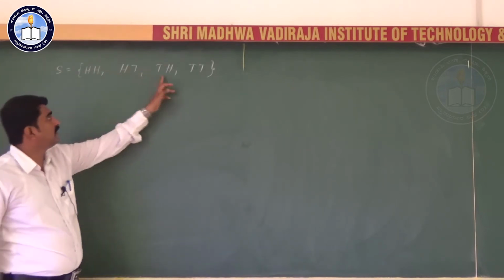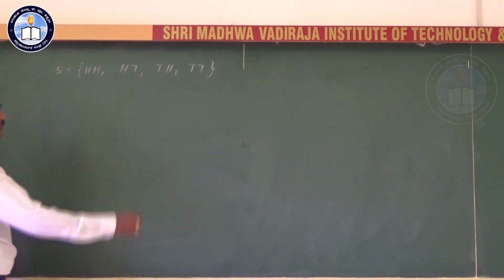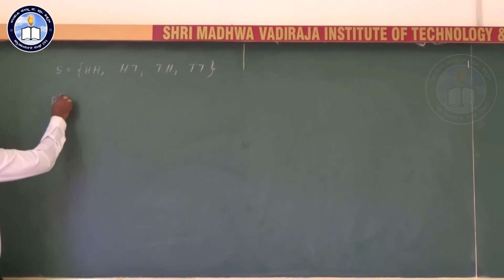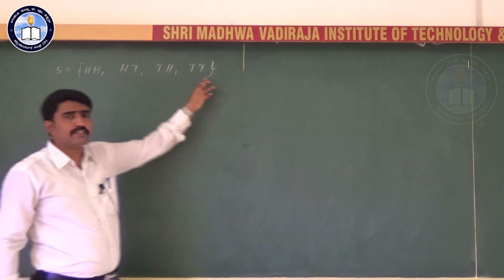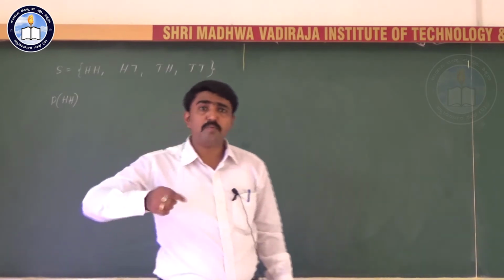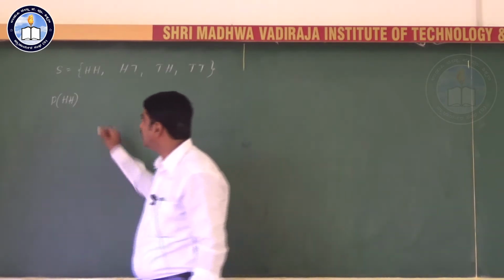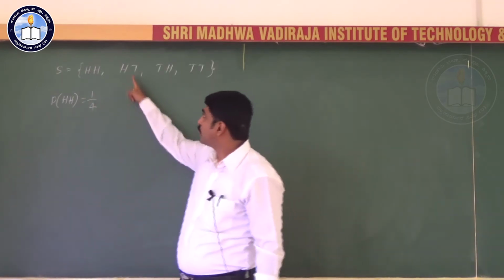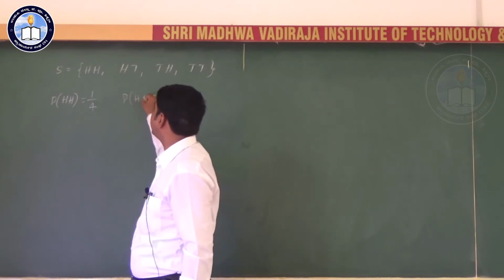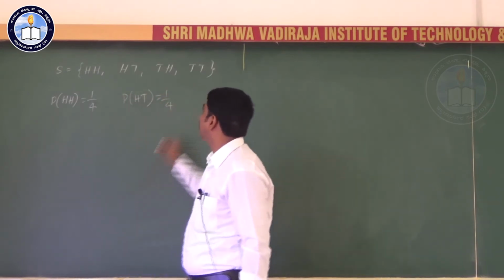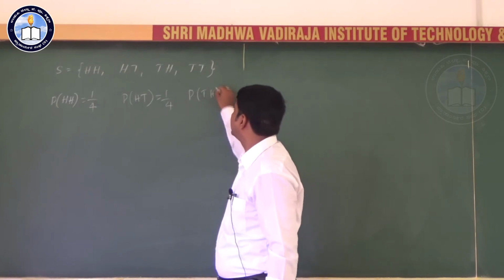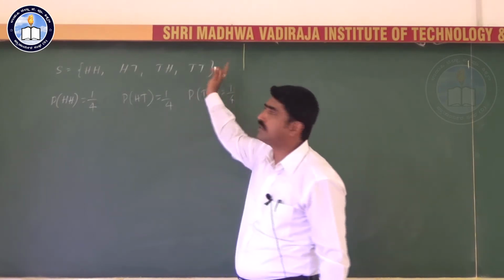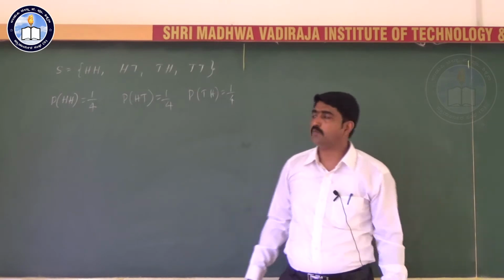So HH, HT, TH, TT. Now what is the probability of getting 2 heads? One thing you should remember, there are 4 sample points. What is the probability of getting each sample point? That is always equal to 1 by 4. Correct? So the probability of getting HT is also 1 by 4. The probability of getting TH is also 1 by 4. The probability of getting TT is also 1 by 4.